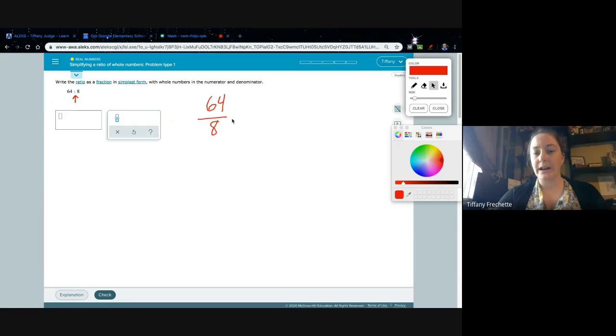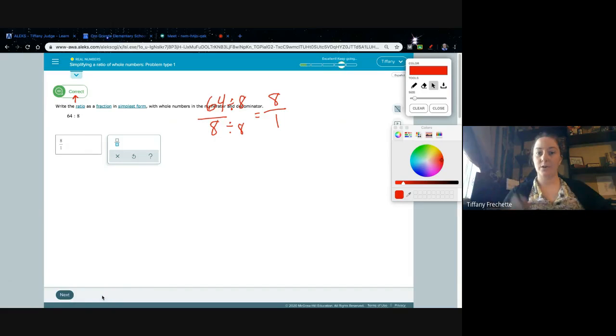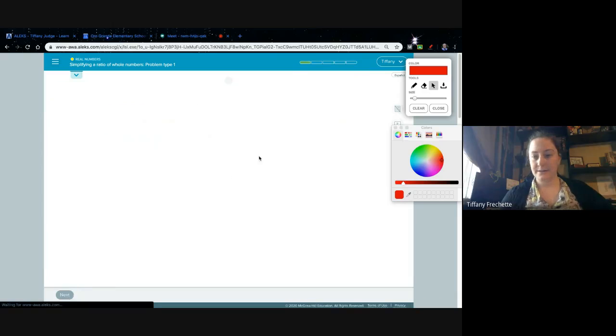So 64 over 8. We want to find the greatest common factor, which I know is 8. So 64 divided by 8 is 8. 8 divided by 8 is 1. They do not want you to get rid of the fraction. I believe they want you to leave it as a fraction because they want a whole number in the numerator and the denominator. So we want the fraction bar, we want 8 over 1. So we're just reducing the ratio, not getting rid of it so that it's one number. Okay, so let's check. And we're good. All right, clear. And next.